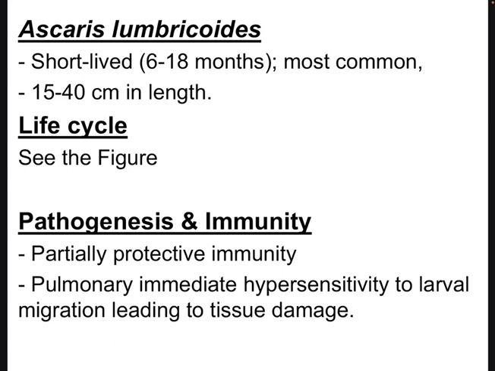Ascaris is the most common worm, especially in the Middle East. The length is between 15 and 40 centimeters, long compared to the rest, which are about 4 centimeters or a few millimeters. The important issue with Ascaris is the life cycle.